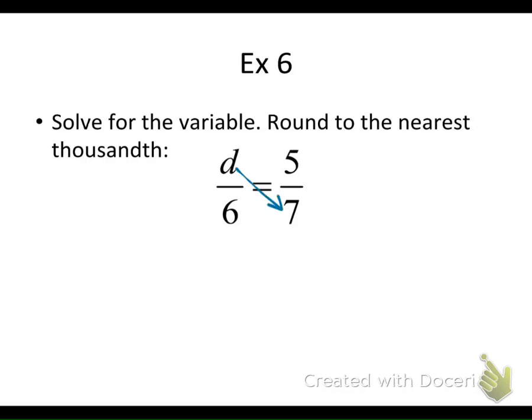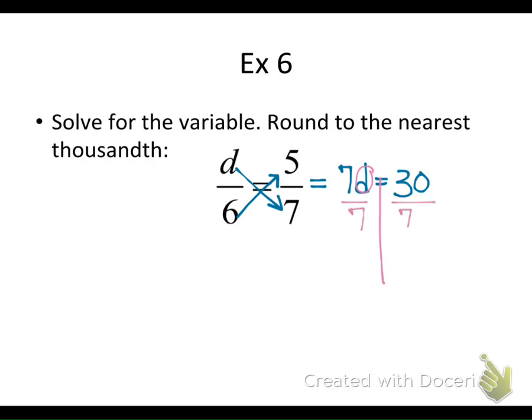So when I cross multiply, what's D times 7? 7D. Good. Always put your number first, then your variable. Then I'm going to cross multiply. 6 times 5? 30. So I cross multiplied. Now I'm going to solve. I'm going to circle my variable. I'm going to draw my line of equality. How do I get the D by itself? Divide by 7.